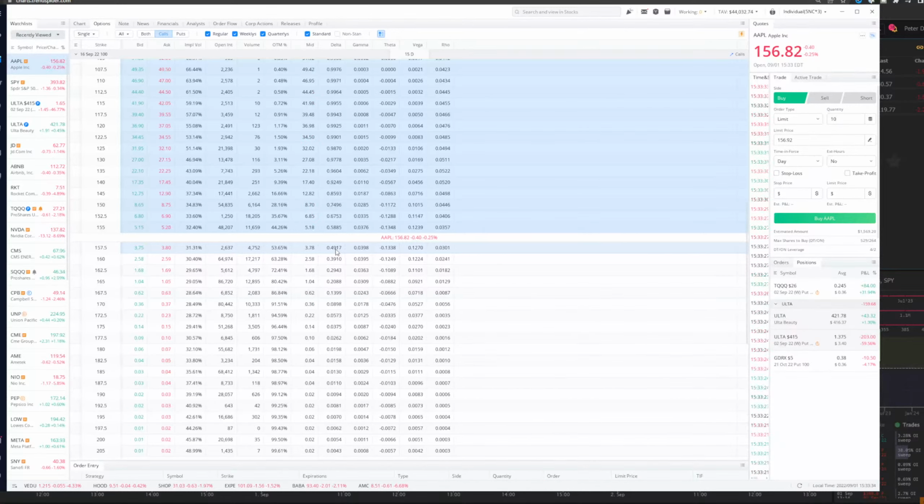So if Apple were to go to 157.83, as of right now, with this contract you would make $50. If you own 10 contracts, you'd make $500. If you owned 1,000 contracts, you would make $5,000. Does everybody understand that? The delta is how much you will make if the underlying goes up by $1. If you do not understand that, please let me know and I can go over it again.